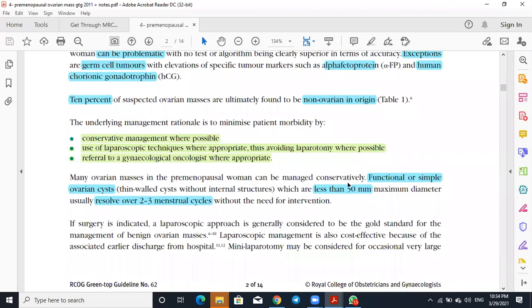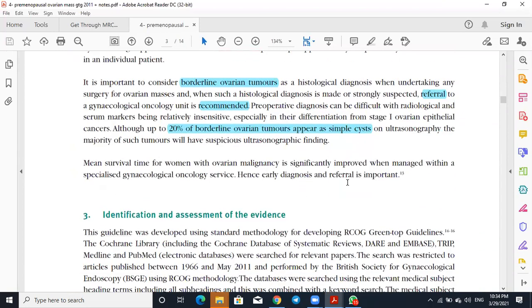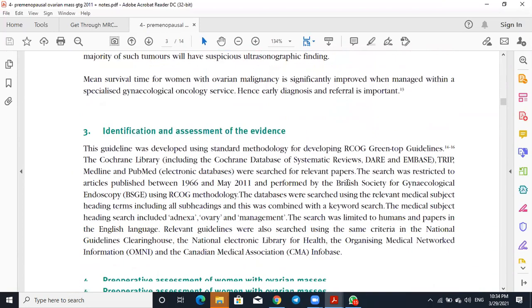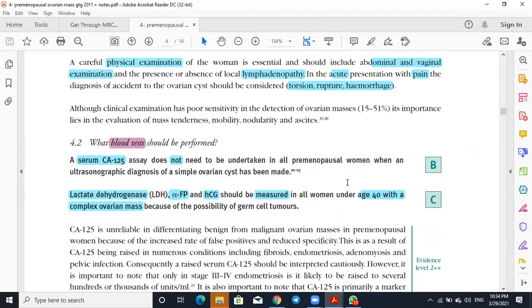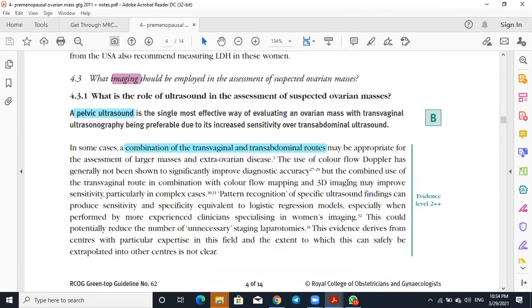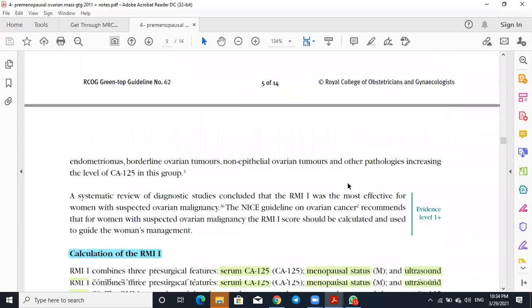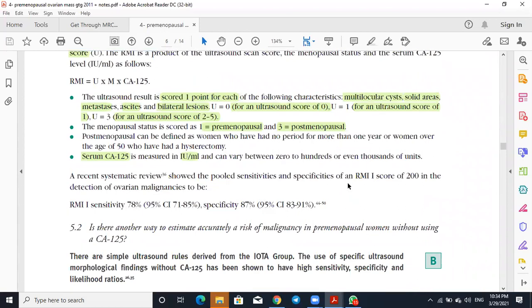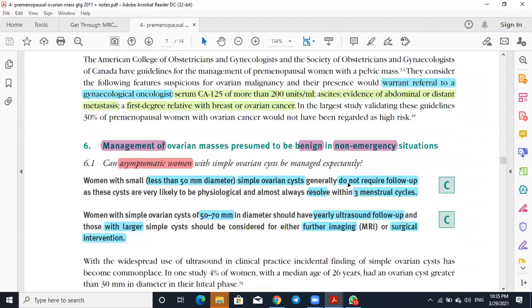Okay, functional or simple ovarian cyst, this is less than 5 centimeters. It resolves within 2 to 3 menstrual cycles. This is as we said. And the other one, not here. Okay, yeah, this is the one.